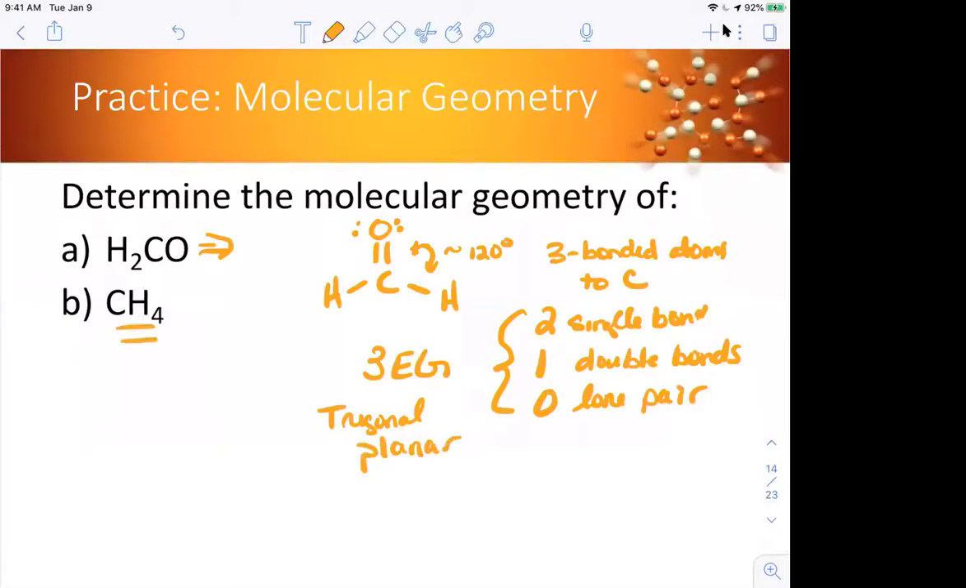My CH4 we just looked at. Basically, I have a carbon with 4 single bonds. So I have 4 electron groups because I have 4 single bonds. So this geometry is going to be tetrahedral.